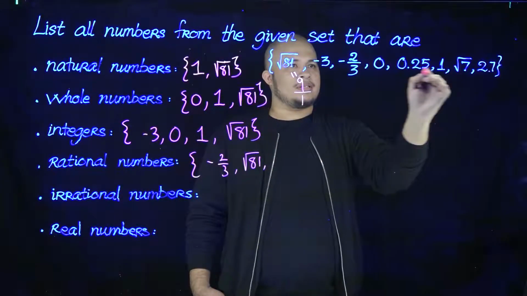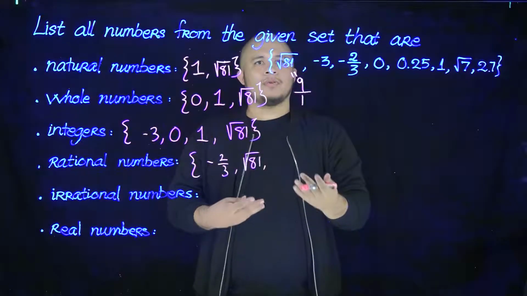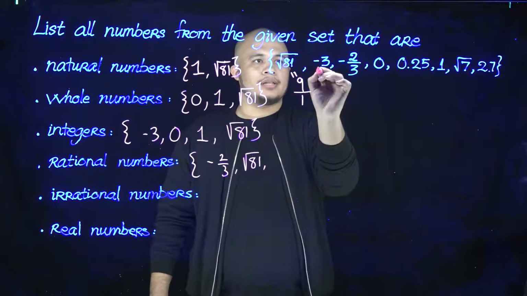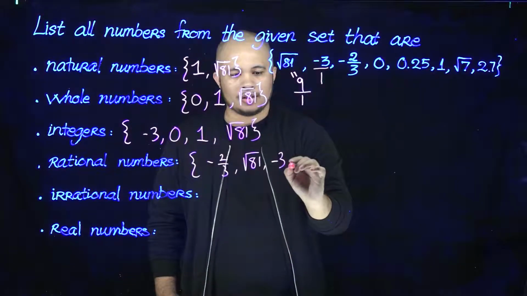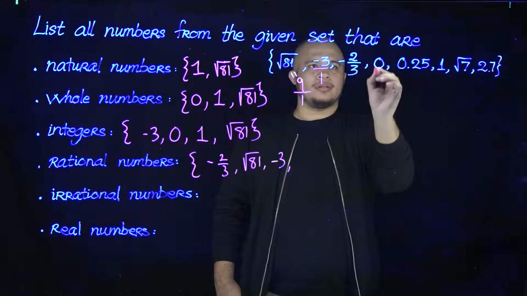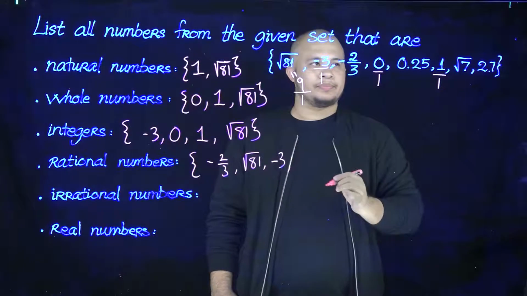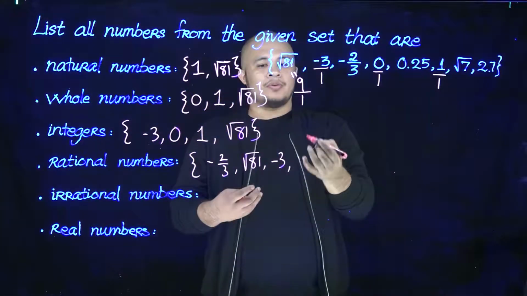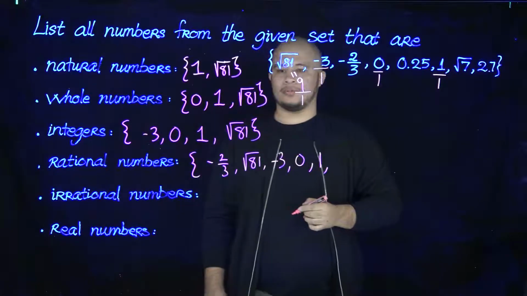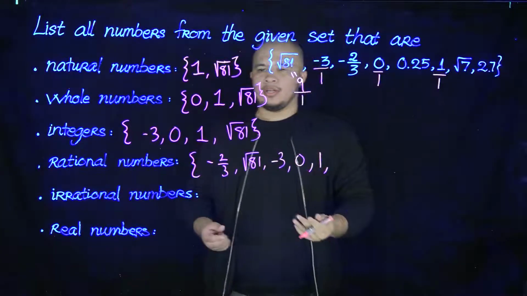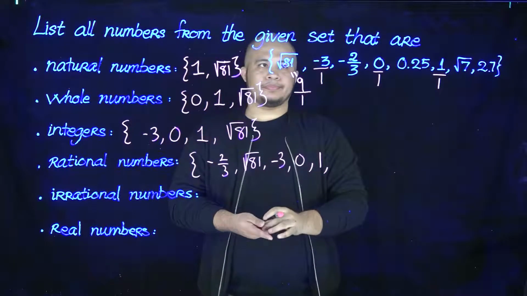And if we continue down this set, I see negative 3. And we ask ourselves, can negative 3 be represented as a fraction? This number can also be placed over 1. So negative 3 also belongs in this set. 0 can be placed over 1. 1 can be placed over 1. So these two numbers can also be represented as fractions. So they are included in the rational number set. So that's the first definition. A number is rational if it can be represented as a fraction.